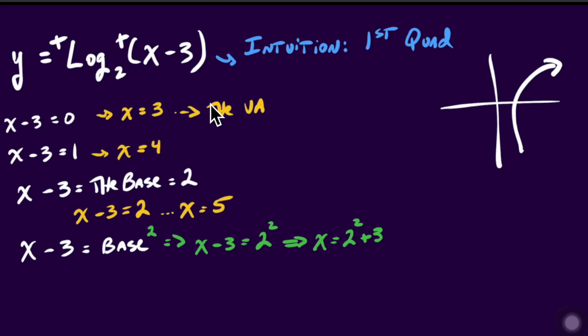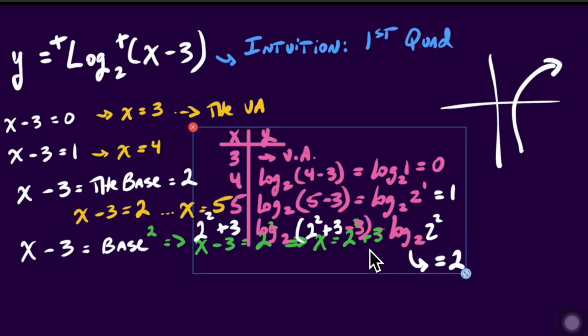So for this particular graph, we know the end behavior is going to go to the first quadrant, and in terms of the vertical asymptote, we find that by setting the argument equal to 0 and solving for x. Now, in previous videos, the way I've proceeded from here is to set the argument equal to 1, set the argument equal to the base, and set the argument equal to the base raised to the second power. Then we solve for x in each instance, and we get x equals 4, x equals 5, and x equals 2 to the second power plus 3. And we leave it as 2 to the second power for reasons that you'll see in a moment.